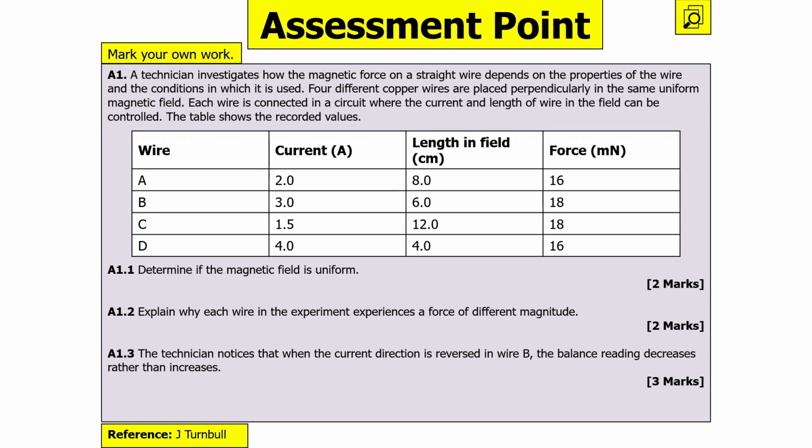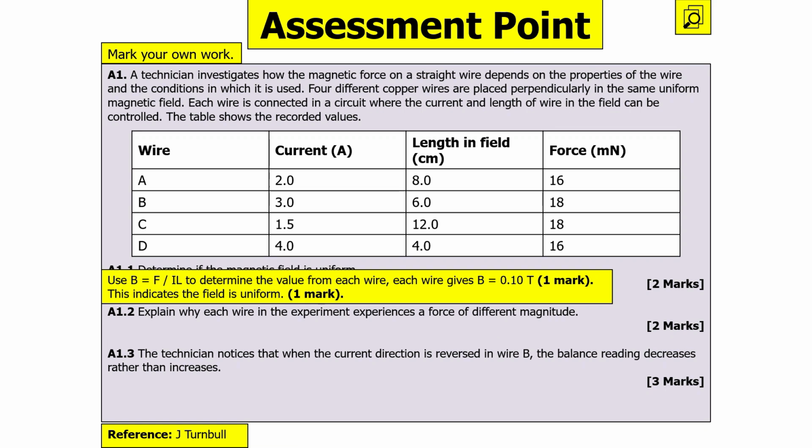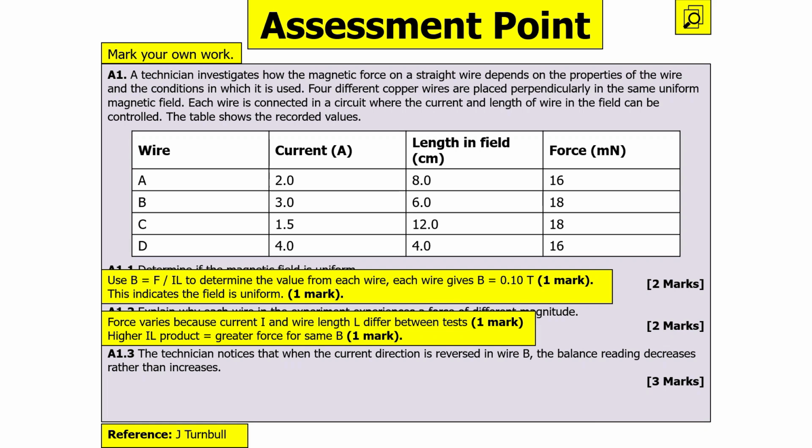Right, in our first one, we would use B is equal to F over IL to determine the value from each wire, and each wire will give B to be equal to 0.10 teslas. This indicates that our field is uniform. Now the force varies because the current and the wire length differ between each test, so therefore a higher IL product gives a greater force for the same magnetic flux density.